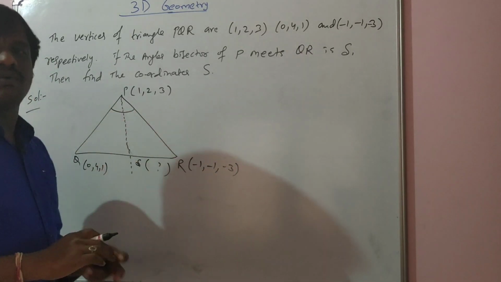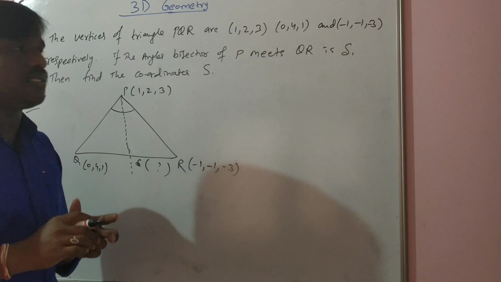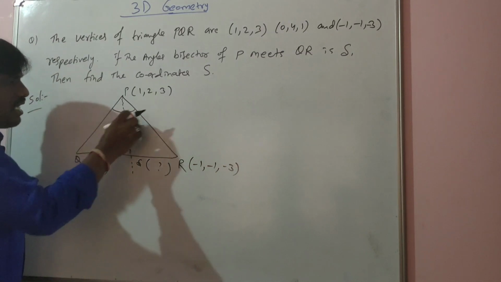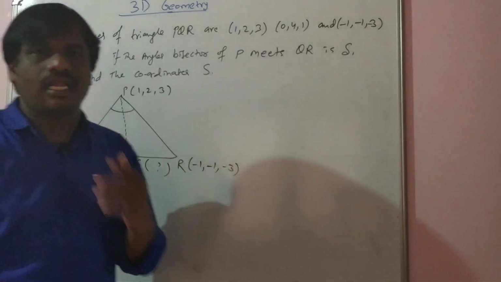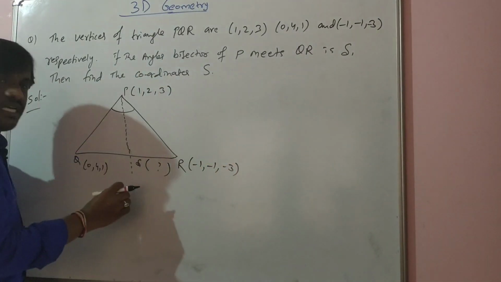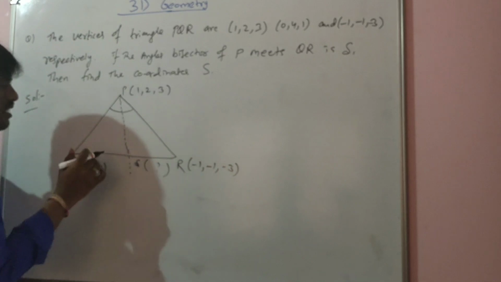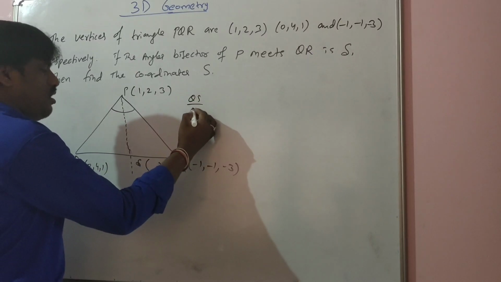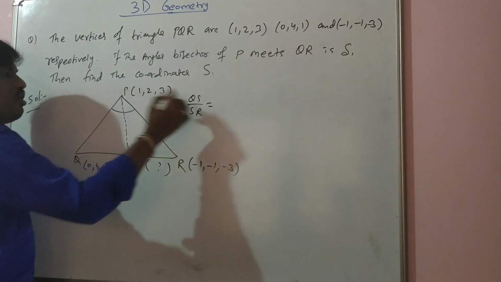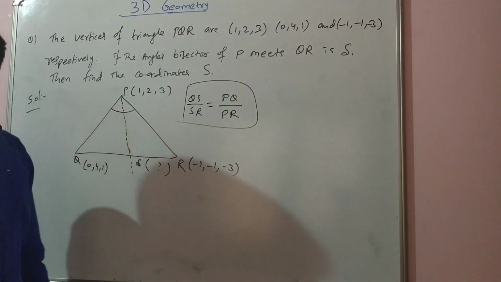Now if you want to find this, in class 10th you have one theorem, the angular bisector theorem. What does the angular bisector theorem say? An angular bisector divides the base in the ratio of the other two sides. This is what we have in geometry. So the angular bisector divides the base, that is QS by SR, in the ratio of the other two sides. This is the golden principle of the angle bisector theorem.